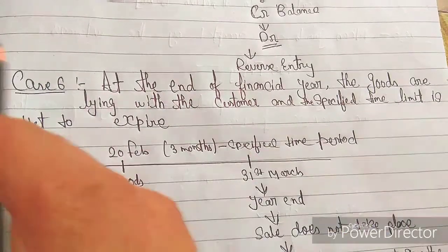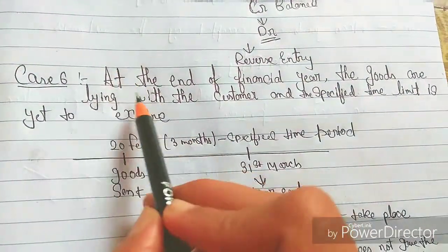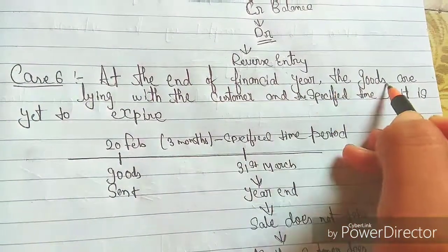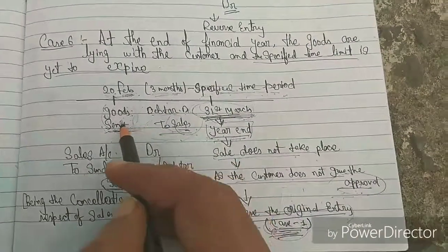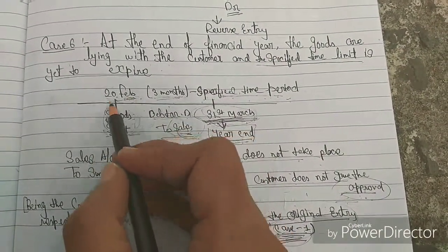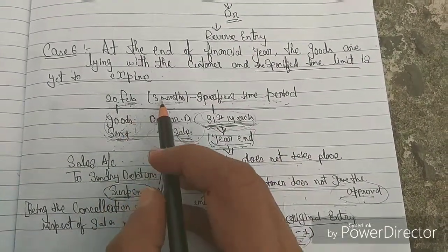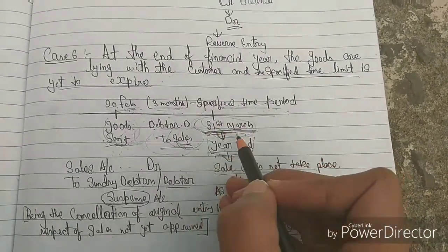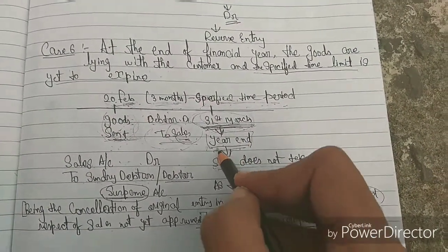So after case 5 we are going to discuss case 6. This is a very important case and the last case. In this case, at the end of the financial year, the goods are still lying with the customer and the specified time limit is yet to expire. Friends, now I'm going to explain this case with the help of the given situation below. Suppose on 20th February, the wholesaler sent the goods to the customer, okay? And he gave 3 months as the specified time period for approval. Now on 31st March, which is the financial year end, what will the wholesaler do?